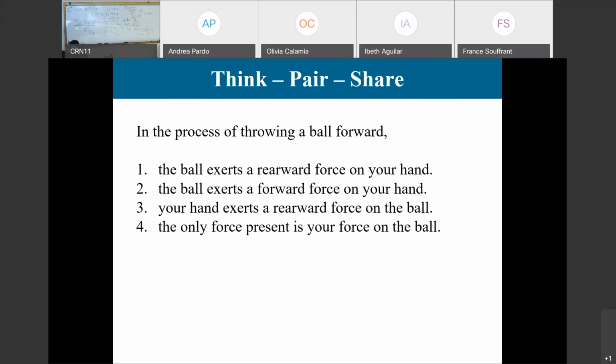In the process of throwing a ball forward, the ball exerts a rearward force on your hand, a forward force on your hand, a rearward force on the ball. The hand exerts a rearward force on the ball. The only force present is your force on the ball. So what would you guys say? 1, 2, 3, or 4? 1, exactly. As you throw, the ball exerts a force on you in the opposite direction.